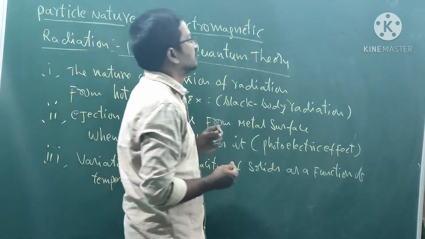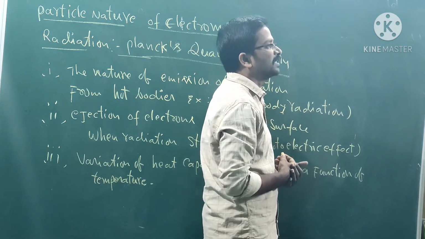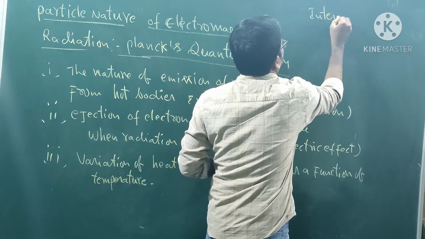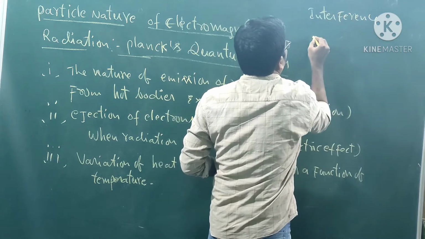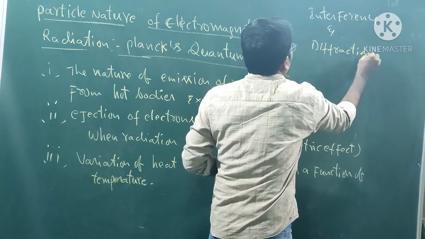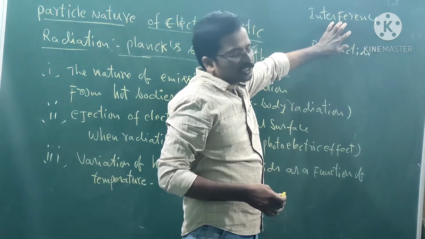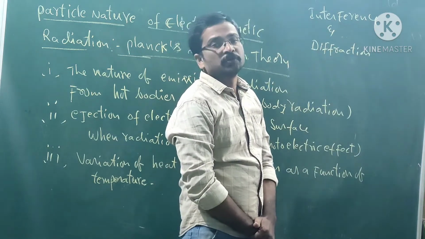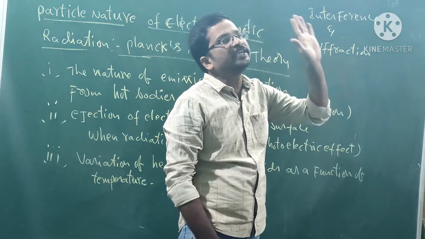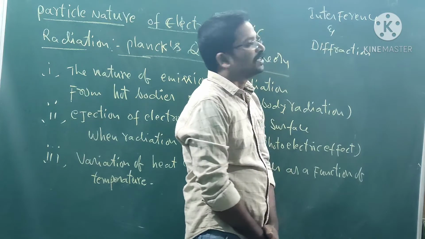Because of these two properties, interference and diffraction, we say that electromagnetic radiation has wave-like nature. So if any radiation shows interference and diffraction, then that electromagnetic radiation has wave-like properties. Then we call it that electromagnetic radiation has wave nature properties.